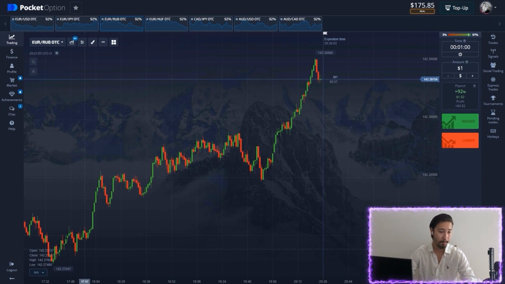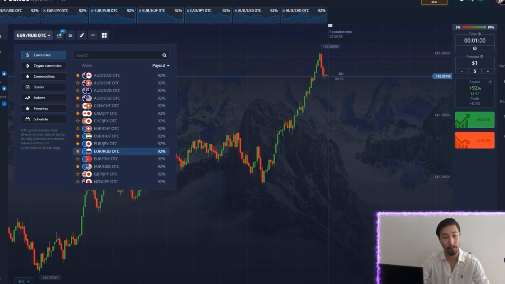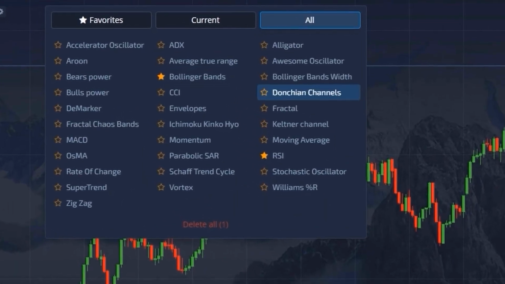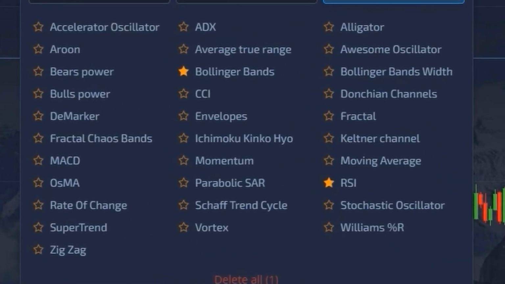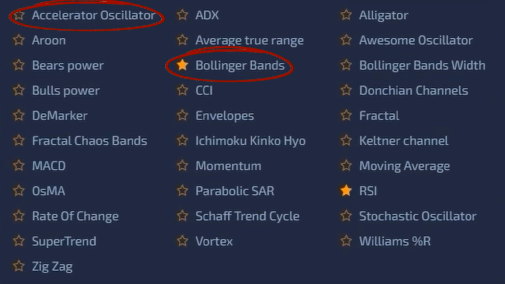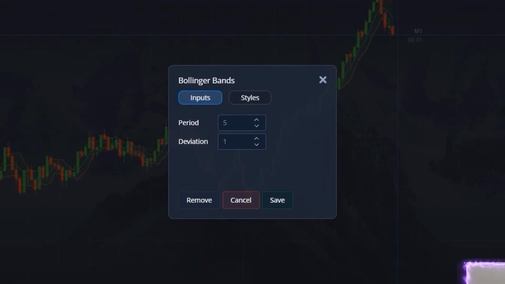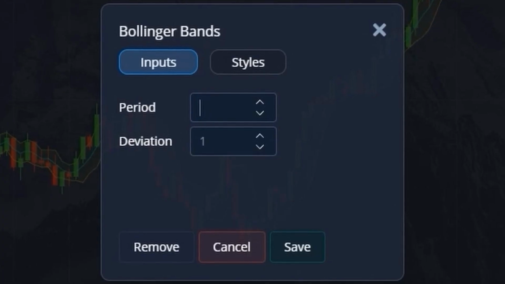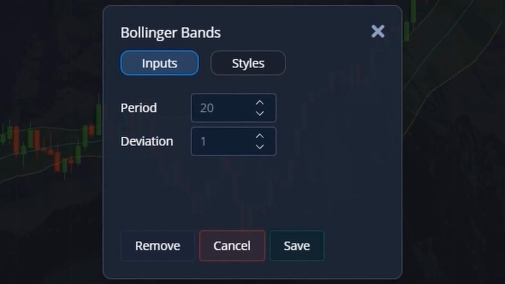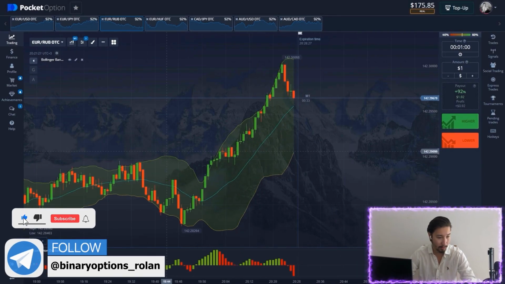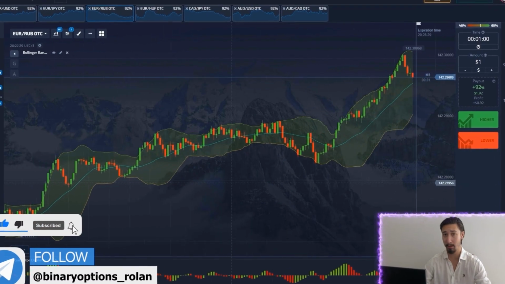So today's strategy, we need only two indicators. The first one is an oscillator, and of course we'd better use one of the channel indicators. For example, let it be Bollinger Bands. We need to set the period to 20 and the deviation to 2 on Bollinger Bands. They're the most reliable settings for the 1 minute time frame.